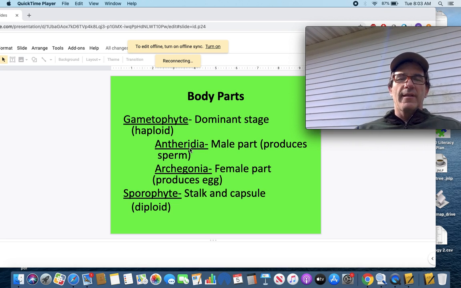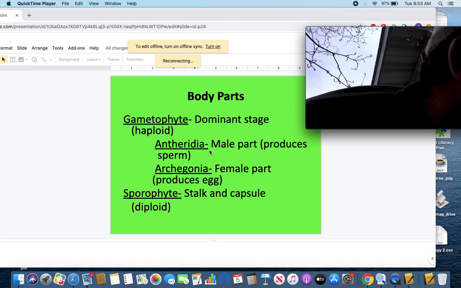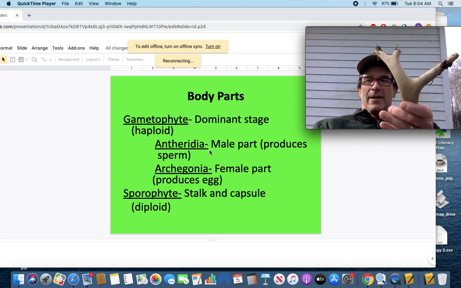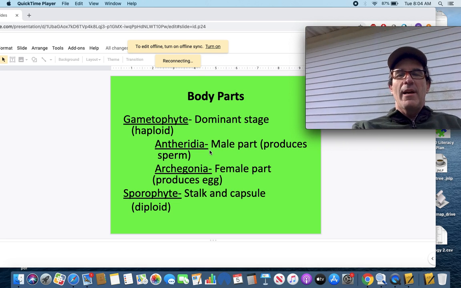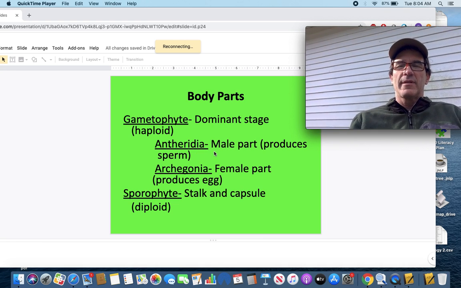The male part is called the antheridia, and I always remember that because I think of a deer antler, okay? Deer antlers are found on the male deer, and it kind of sounds like anther to me. So that's the part that produces the sperm.